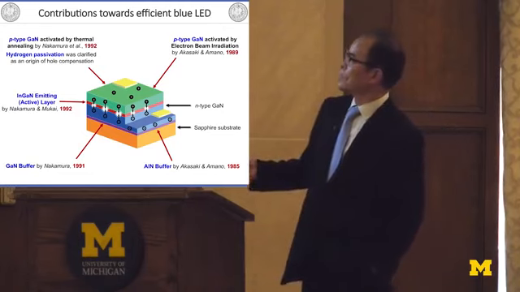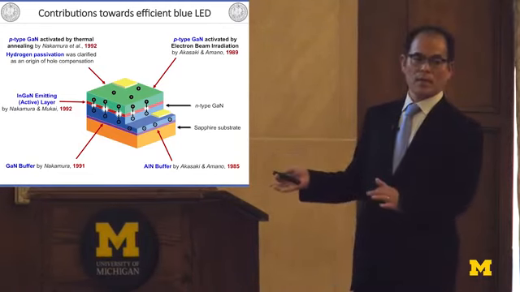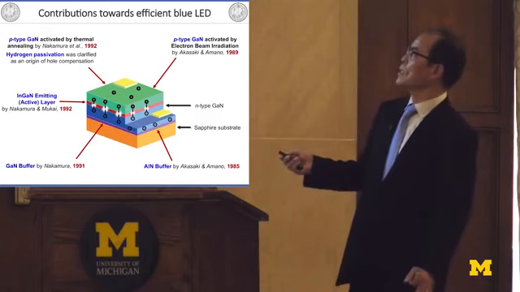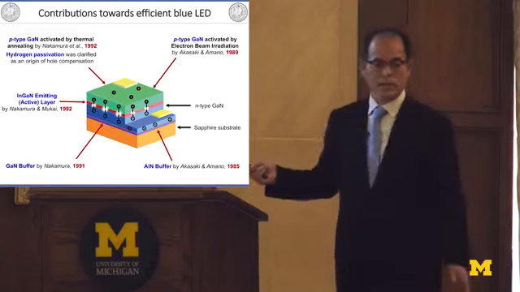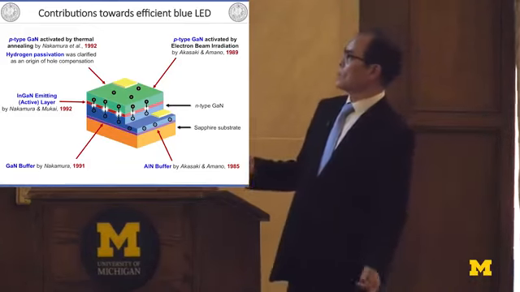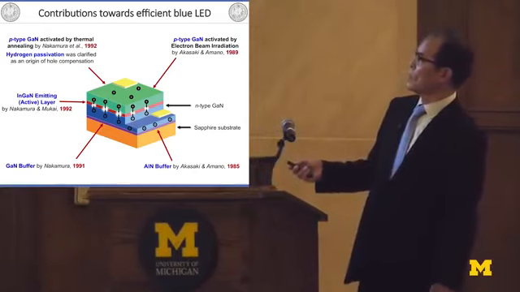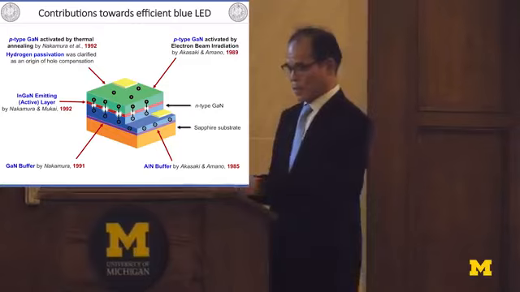In my case, I developed P-type gallium nitride using thermal annealing, because now all LED and laser companies use thermal annealing to activate P-type gallium nitride. Also, I clarified the mechanism, the physics of P-type gallium nitride, hydrogen passivation. And also, secondly, the indium gallium nitride emitting layer. And also, I developed a buffer layer, a gallium nitride buffer layer.